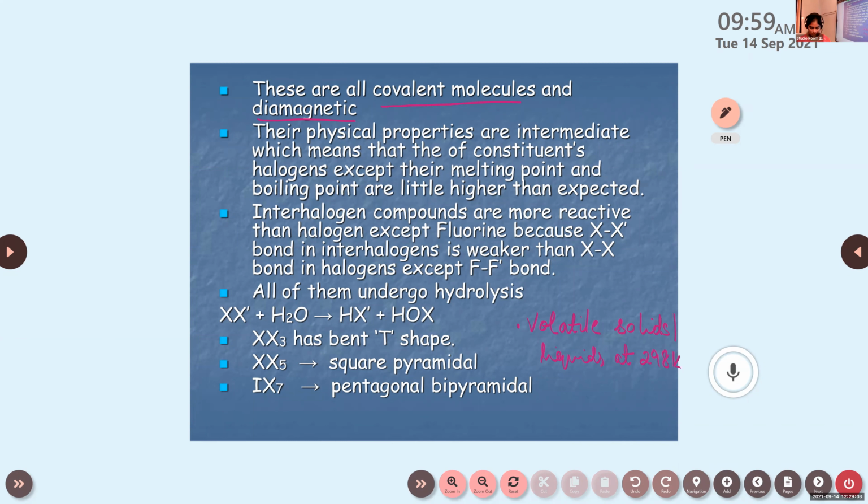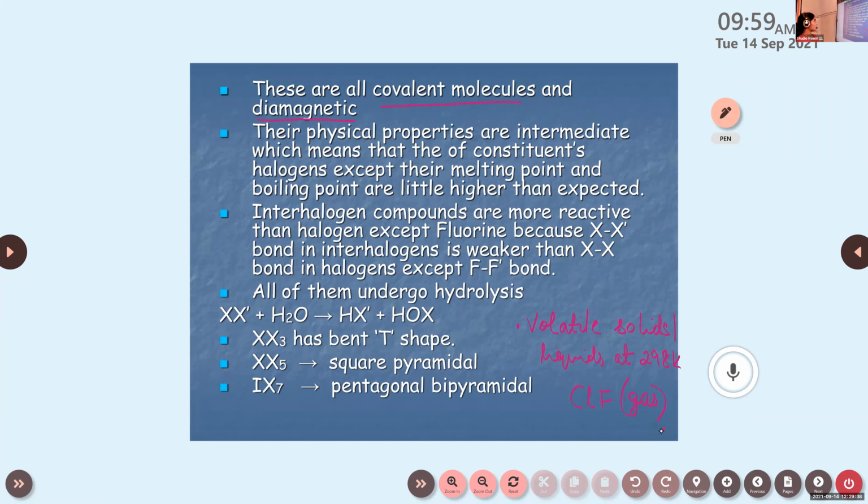And there is one exception, that's ClF, which is a gas. All other compounds are volatile solids or liquids at 298 Kelvin except ClF, which is in the form of gas. So you have to note that. It's an exception and it's important.